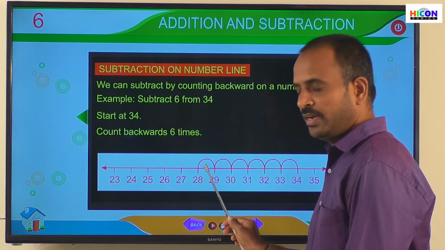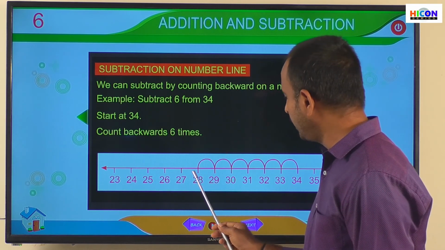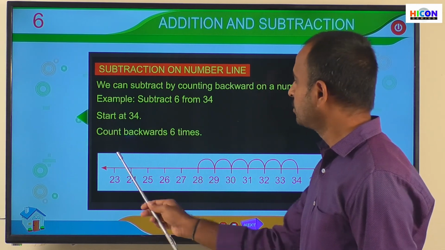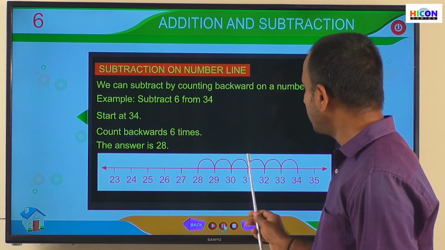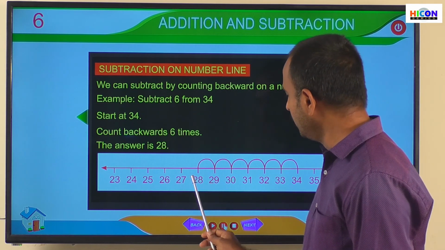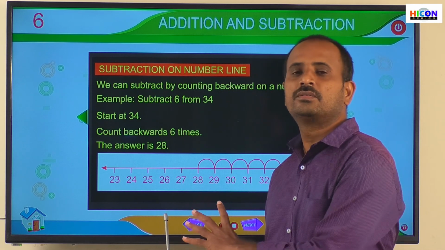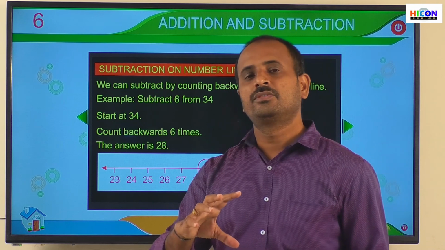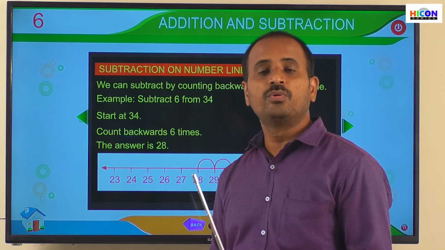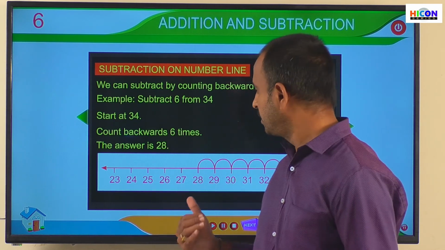So finally we have reached the number 28 on the number line. This final number gives the answer. So count backward 6 times. After counting backward 6 times, we have finally reached the number 28. So this number is the answer. The answer is 28. So children, in this way we can do subtraction on the number line. Remember, in subtraction we have to move backward from the given first number. Then we will get the answer.